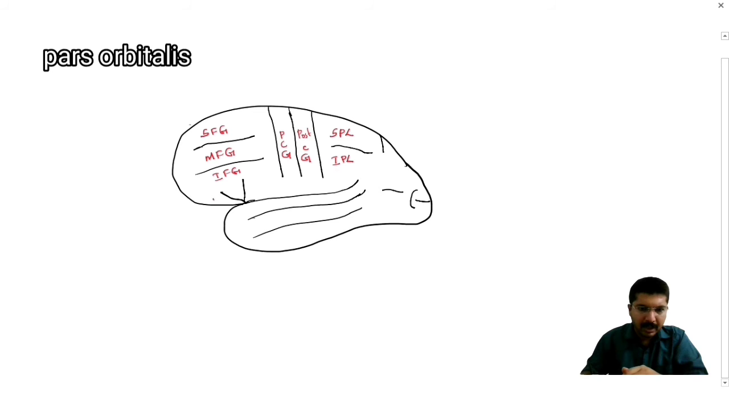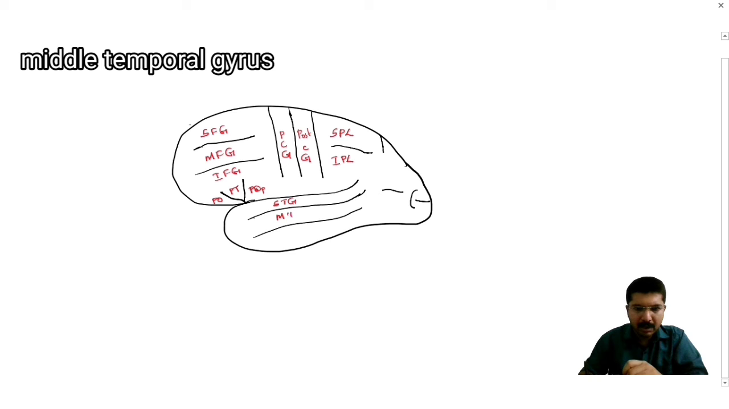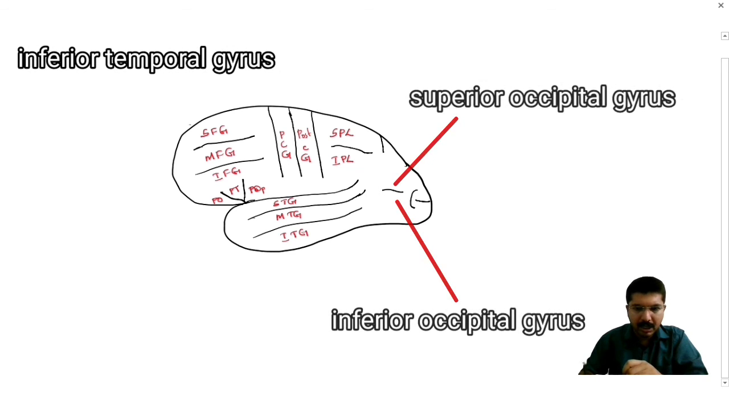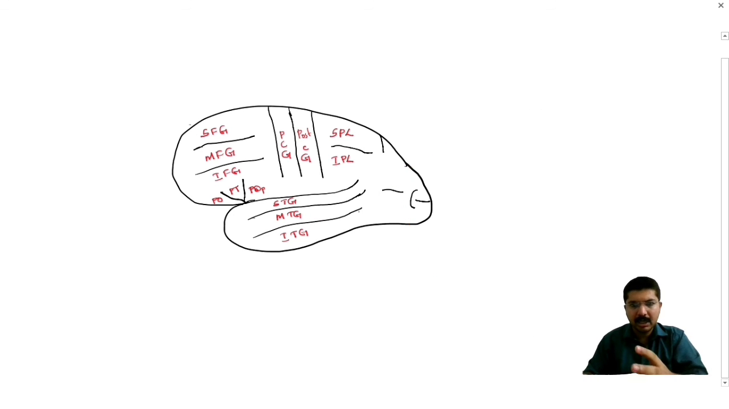And in respect to the anterior horizontal and anterior ascending rami, you have pars orbitalis, you have pars triangularis, posteriorly you have the pars opercularis. Now in the temporal lobe, you have superior temporal gyrus, middle temporal gyrus and inferior temporal gyrus. These are the main sulci and gyri in relation with the superolateral surface of the brain.